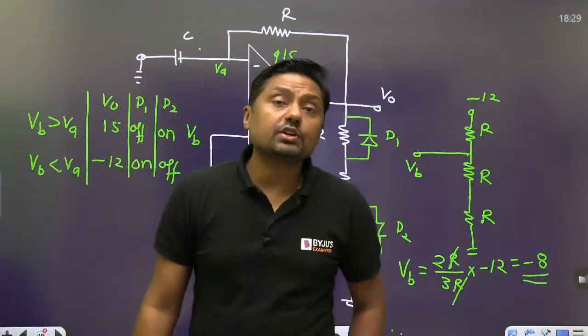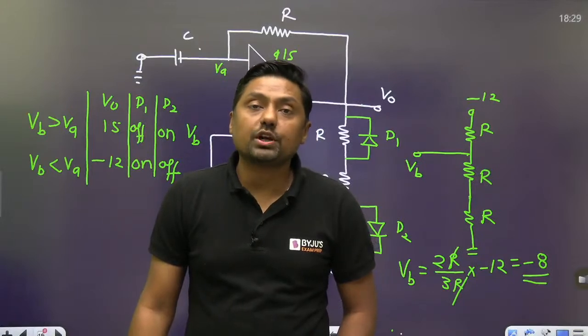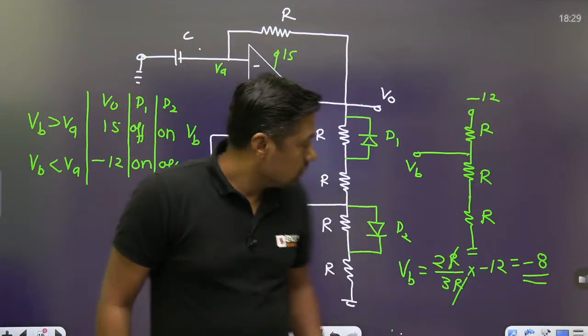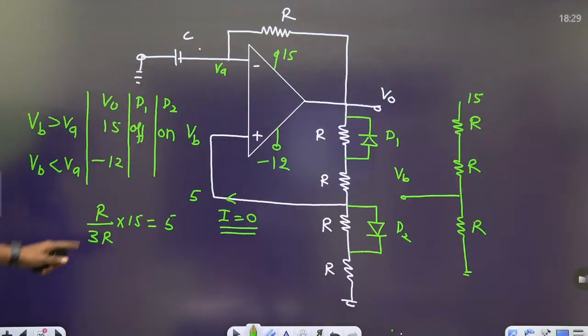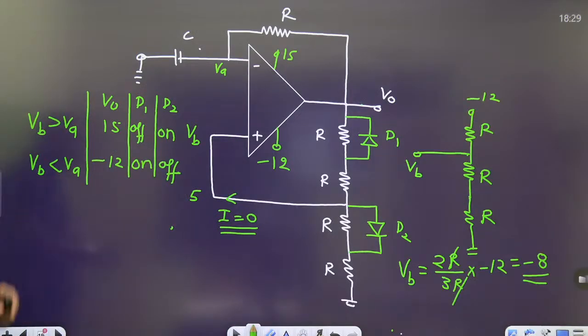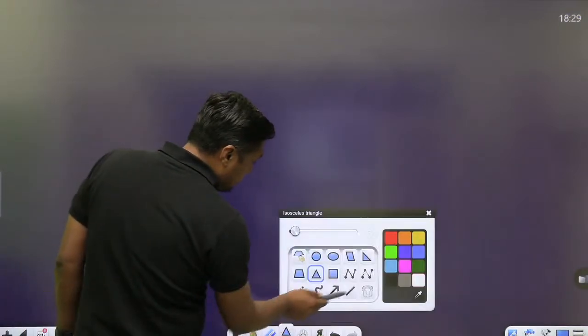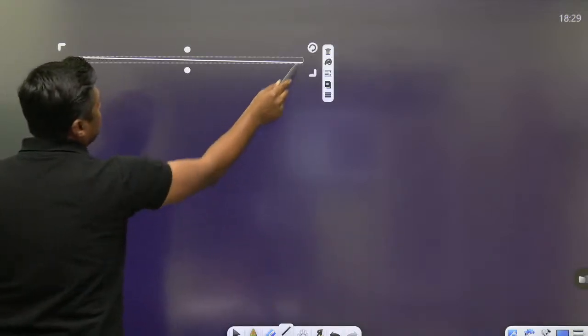So what is the upper threshold level? Upper threshold voltage is 5 volt. And lower threshold voltage is minus 8 volt. Now remember one thing. What is the standard about this circuit? Last year there was one question on this in 2021. Again we are going to solve that particular question.